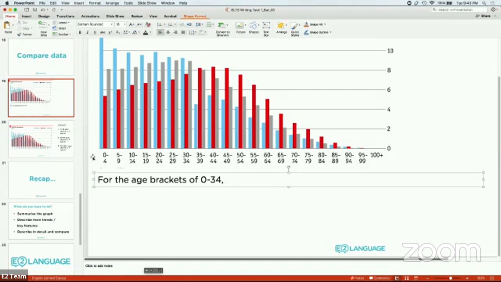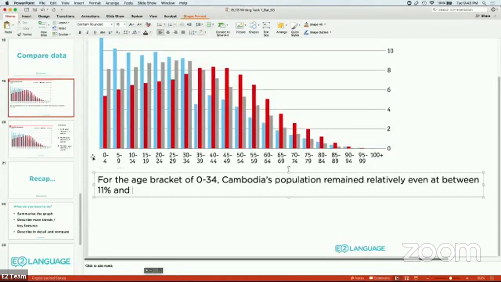For the age bracket of 0 to 34, Cambodia's population remained relatively even at between, let's say, 11 and 9%. Okay, fine. So I've described Cambodia. Now I need to compare. So it remained relatively even, so now I can use "in contrast" because it's doing something completely different.